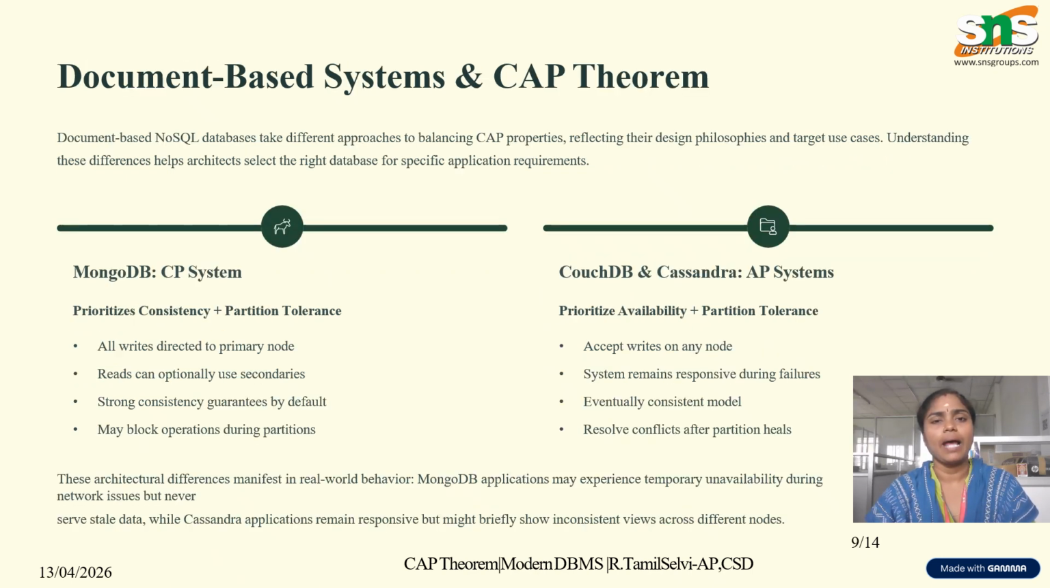Database systems and CAP theorem. CP systems prioritize consistency and partition tolerance but may sacrifice availability. On another side, AP systems prioritize availability and partition tolerance but may return slightly outdated data. For example, for CP system, MongoDB, and for AP systems, CouchDB and Cassandra.